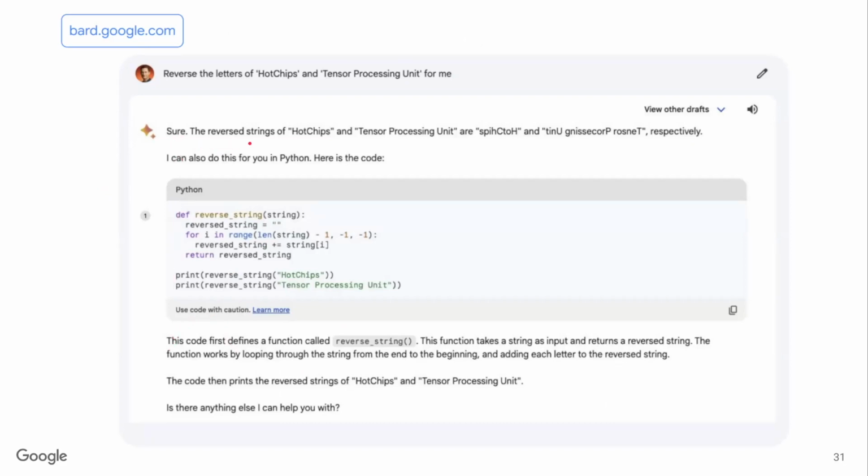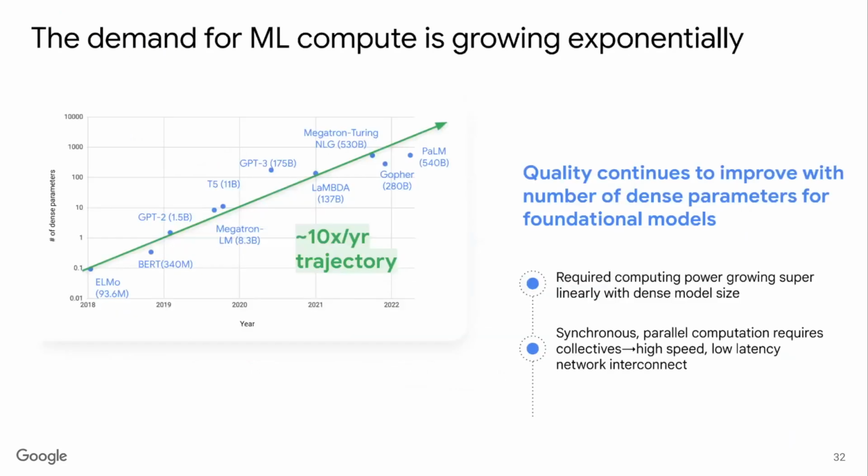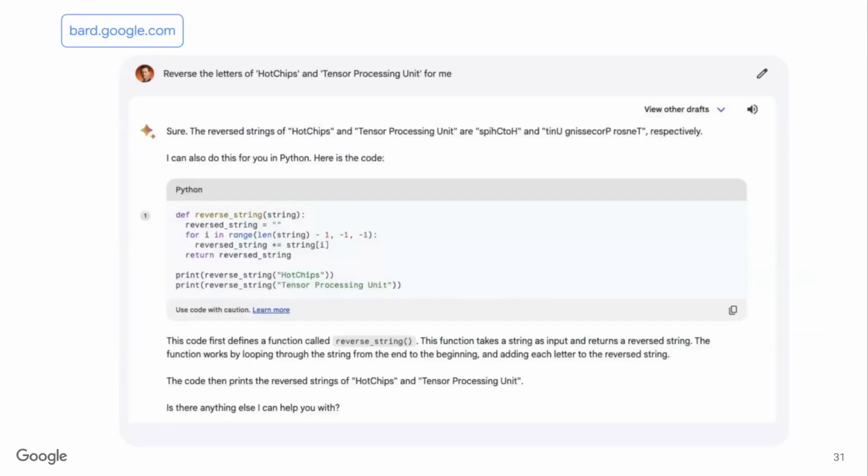Bard says, sure, and produces the reverse strings, and then seems to spontaneously offer to do it for you in Python by writing code. And Bard will do this, will just spontaneously offer to write code or something like that for you. And here is written code in Python. And then it gives a little speech about the code that it wrote. And then asks if you want to talk about anything else. This is really cool technology.